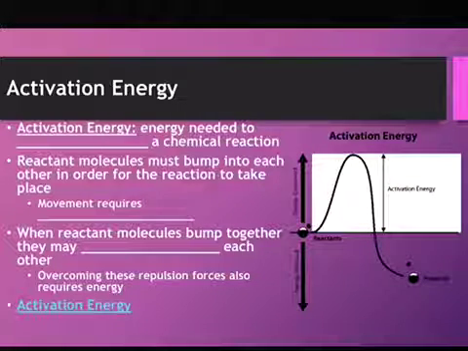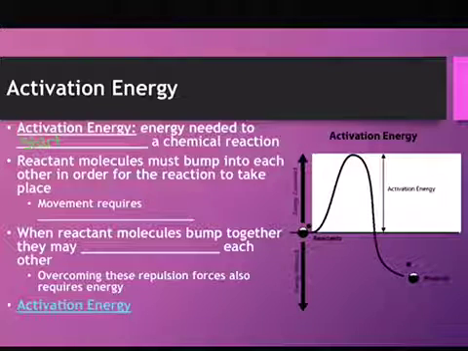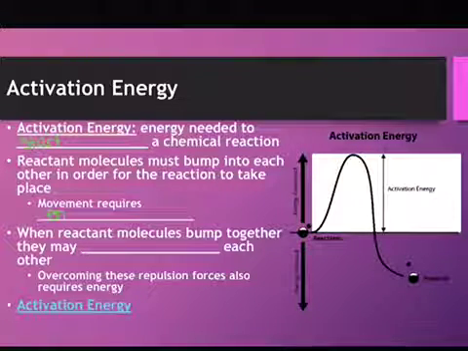In order for chemical reactions to begin, there needs to be some amount of energy present, and we call this activation energy. This is the energy that is needed to start a chemical reaction. Reactant molecules are required to bump into each other in order for the reaction to take place. So we need the reactants to collide so they actually have physical contact so that they can break those bonds and rearrange themselves. This movement requires energy.